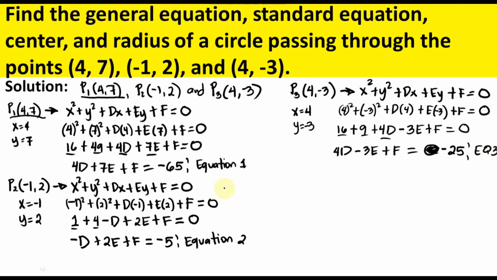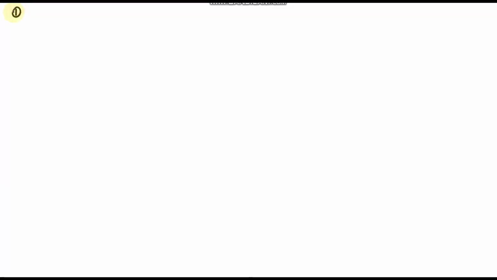Next, we will use systems of linear equations to solve for the values of d, e, and f. So ang equation 1 natin, that is 4d plus 7e plus f equals negative 65. Ang equation 2, that is negative d plus 2e plus f equals negative 5.